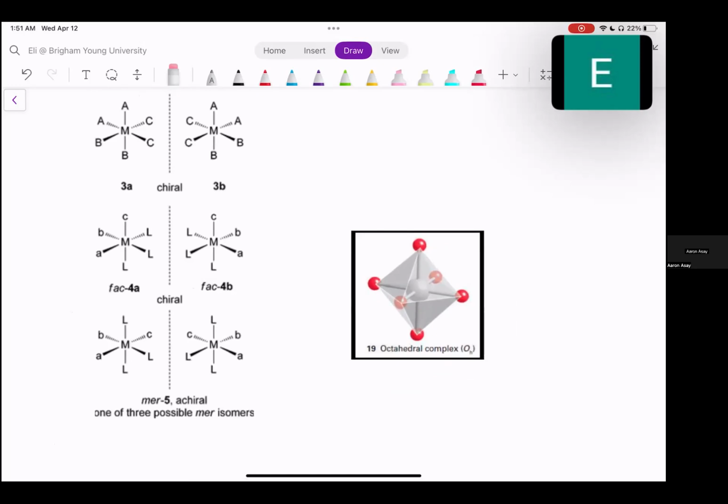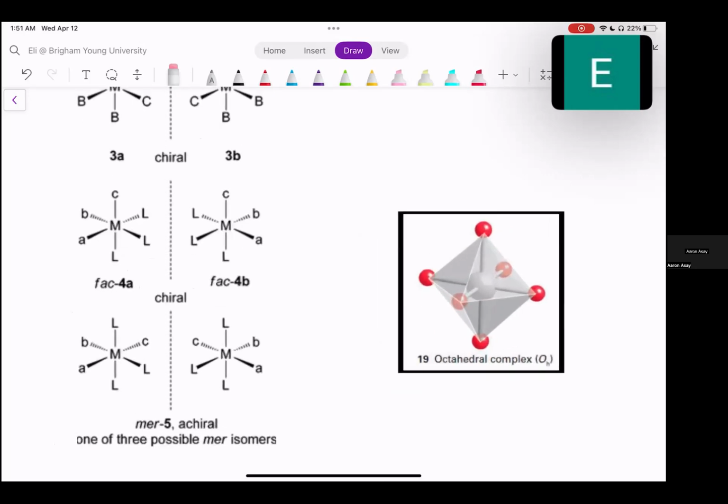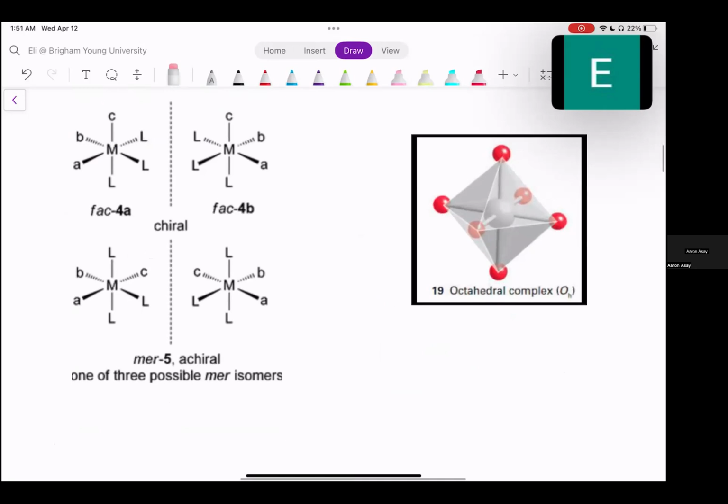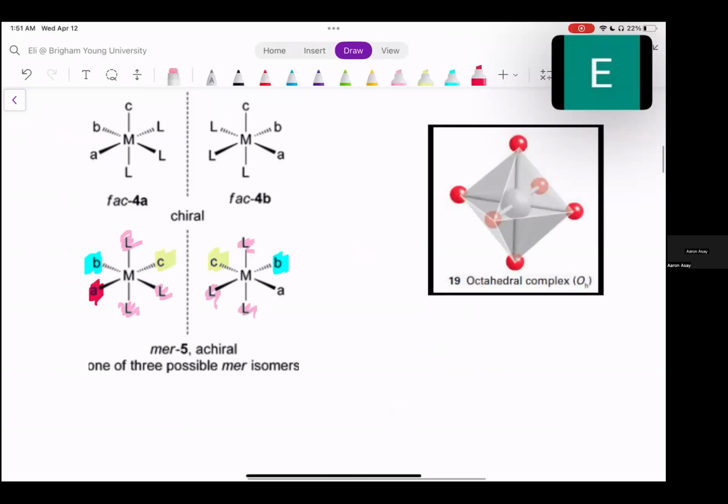So that's going to be the same case with our next one right here. It's going to be the same case with that. It's going to be chiral. But our third one is non-chiral. It's achiral, right? So let me just show that to you real fast. So we have our L's, our C's, our B, and our A.